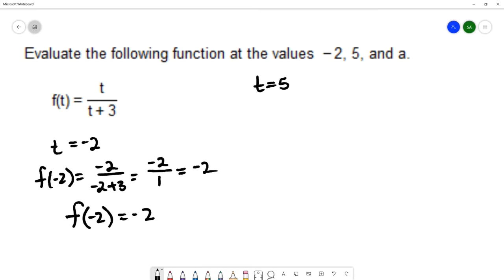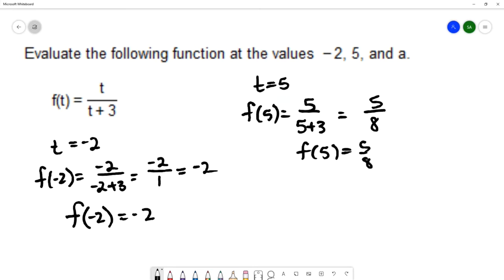Then we'll do the same thing at t equals 5. F of 5 is 5 over 5 plus 3. And in the denominator, 5 plus 3 is 8. And we have 5 divided by 8, or 5 over 8. This is a fraction in lowest terms, so I'm going to stop there with simplifying. So we got f of 5 equals 5/8.